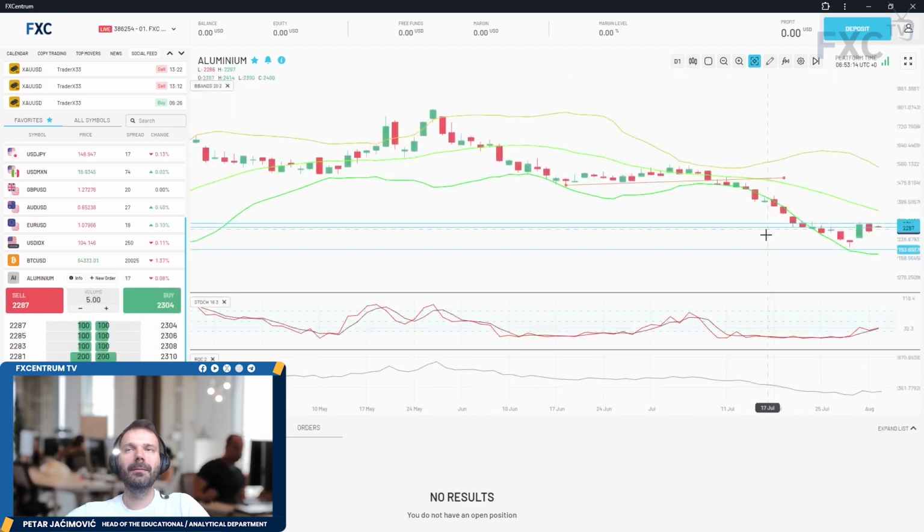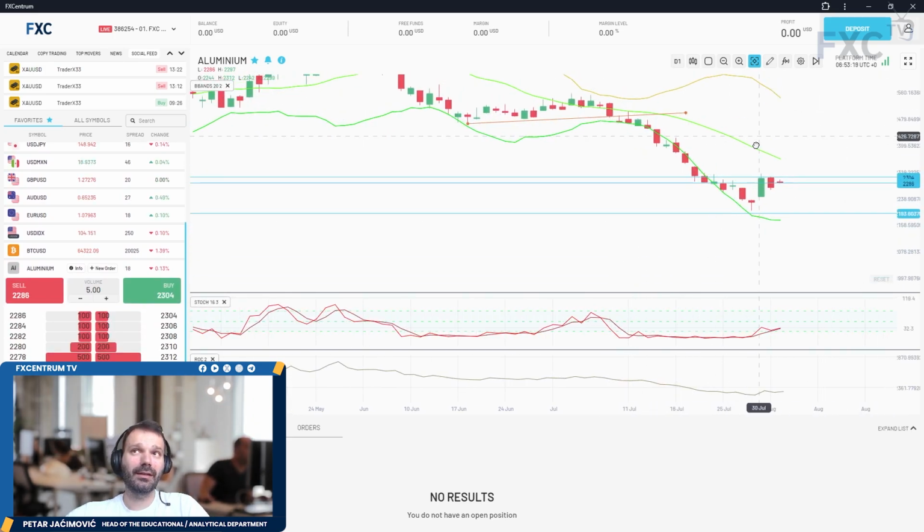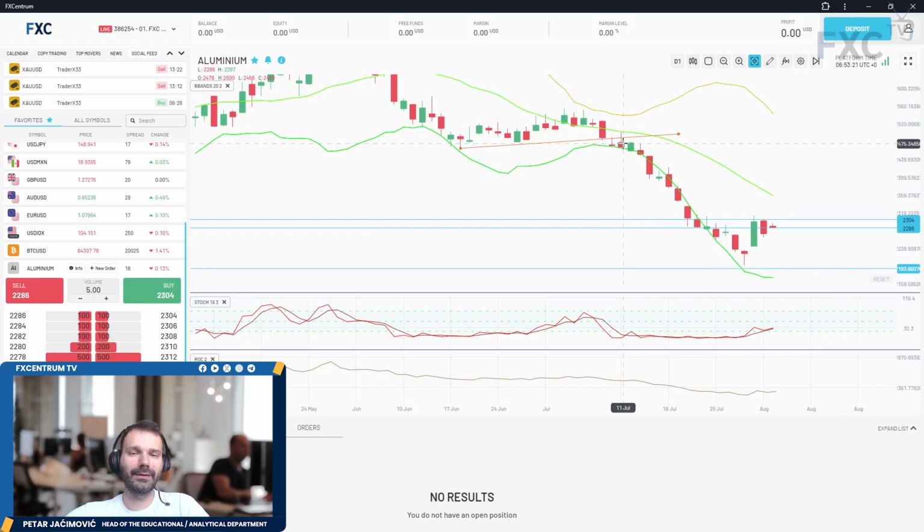And then we have aluminum. We had a reaction. The market reached our downside objectives based on the initial breakout on the daily. And there was just a reaction now towards the middle Bollinger Band. So nothing special on aluminum at this point.